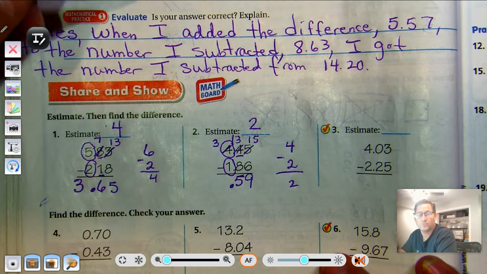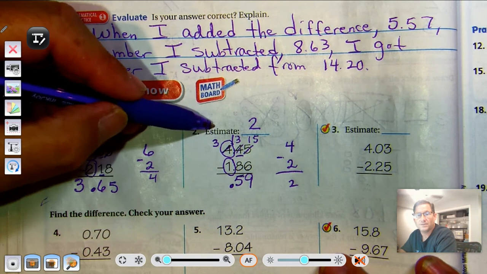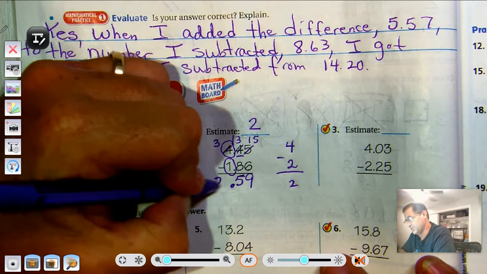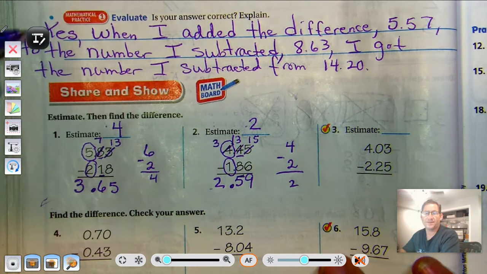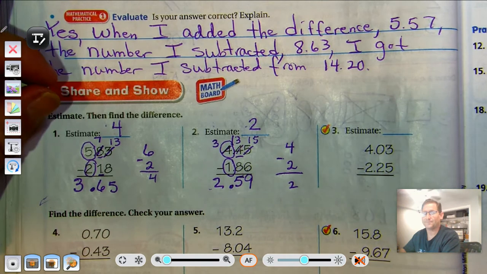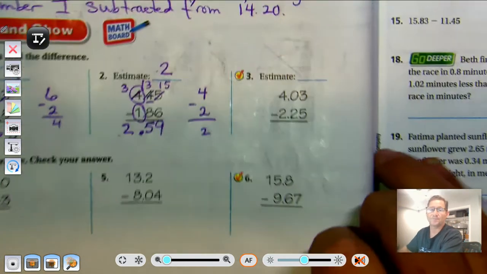Let's move to the 1. So put the decimal point. 3 take away 1 is just 2. And 2 and 59 hundredths is close to my estimate. So my answer is reasonable.